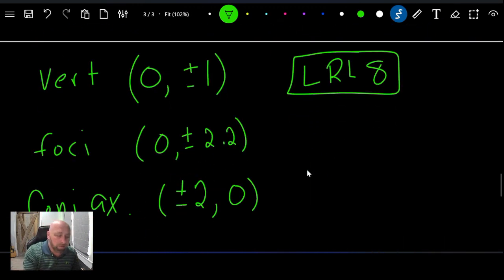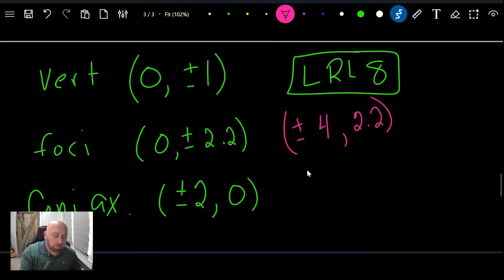Let's go ahead and solve for these things. So over here, we're going to have our plus minus B squared. What was B? It was 2. So 2 squared is 4 over A. So that's just going to be plus minus 4, comma C. C was our 2.2. So there's one set. And then the other one would be the same thing, plus minus 4, comma negative 2.2.